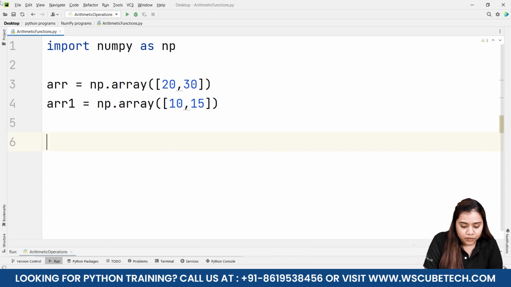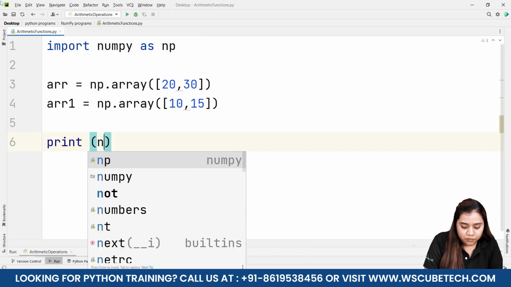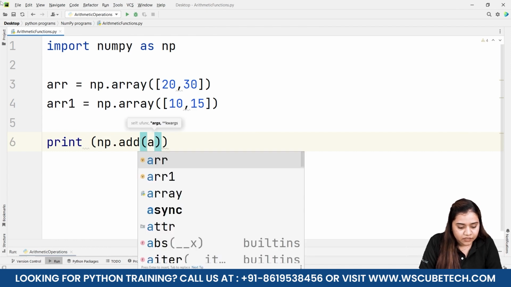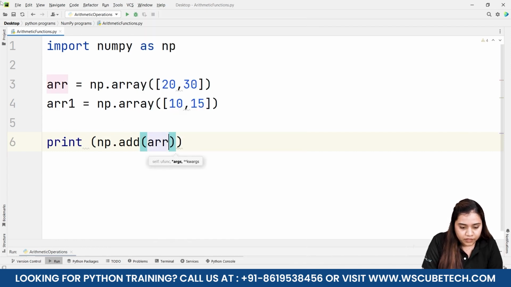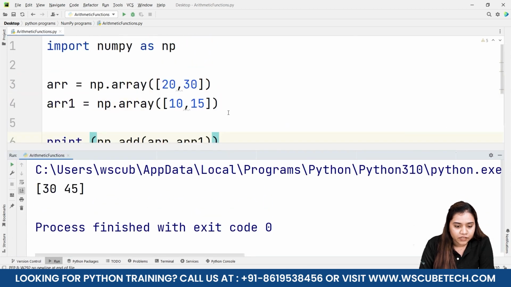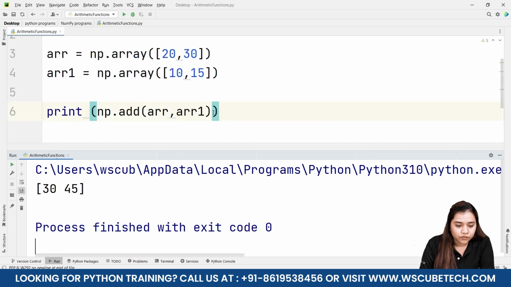Once I have written this, let's find out the addition of them. To find the addition, I'll write print np.add, and for adding we'll write both the arrays inside by writing arr, comma, arr1. We are defining both the arrays here, so we'll pass both of them. As soon as we run it, we get the output 30 and 45. That means 20 plus 10 is 30 and 30 plus 15 is 45.